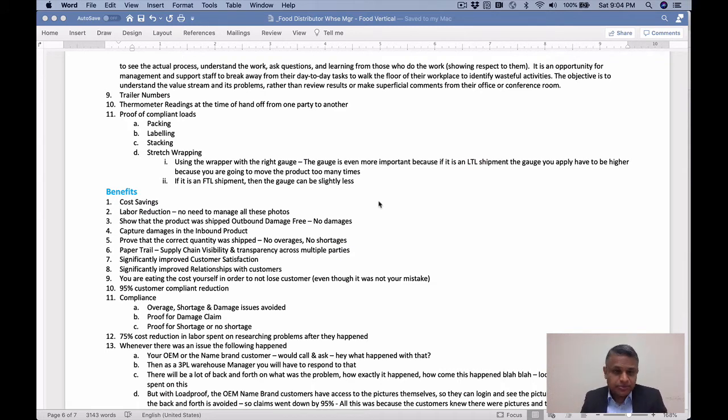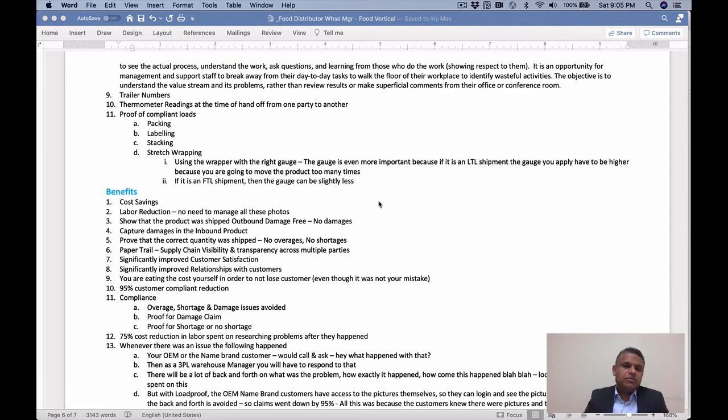Things like that. So you capture trailer numbers, you capture thermometer readings at the time of handoff from one party to another, and also you can capture proof of compliant loads such as the quality of packing, labeling, stacking, and while building pallets, stretch wrapping. Obviously, if it's an LTL, you've got to put a thicker gauge stretch wrap because there's a lot more movement that happens, whereas in the FTL, the gauge can be slightly less.